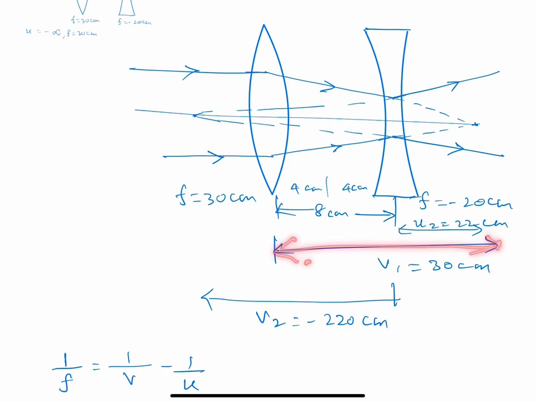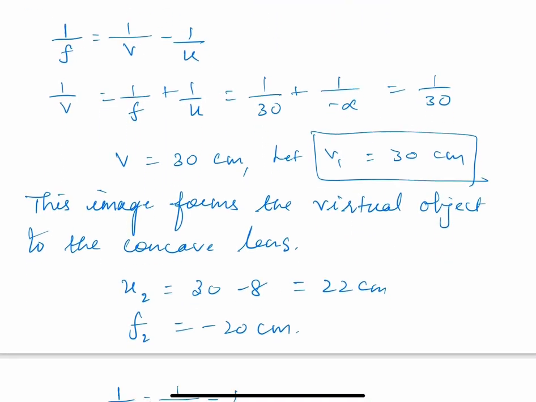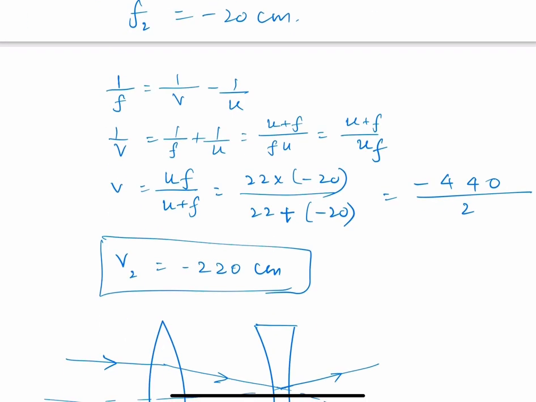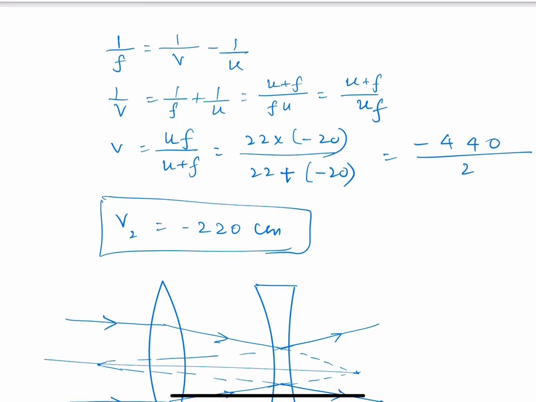Now this will be the object for this lens, so it will be at a distance of 30 minus 8, so it is at a distance of 22 centimeter. The object distance is always calculated from the center. Here it goes right, so the object distance is 22 centimeter. Now we have u2 as 22, f2 is given. Now we find v using this formula. We get minus 220 centimeter.